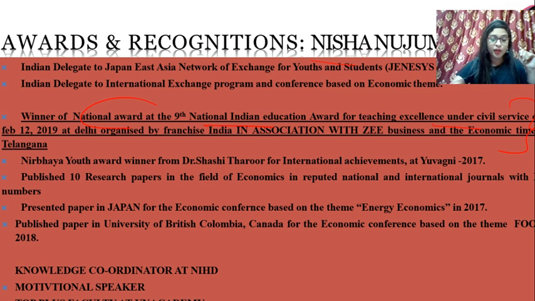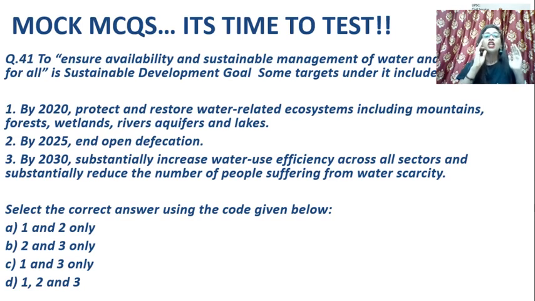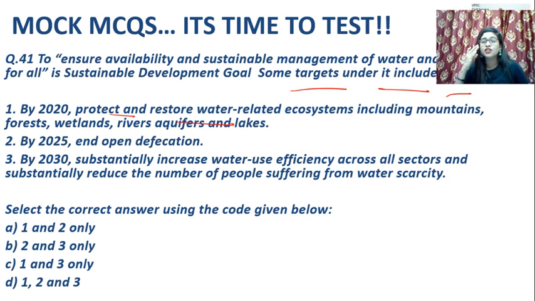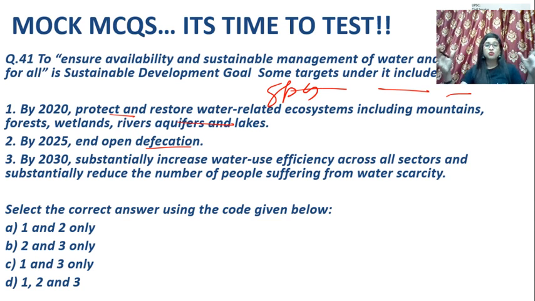So yes guys, moving on to the question of discussion today, the 41st question is: to ensure availability and sustainable management of water and sanitation for all, is a sustainable development goal. Some targets under it include what? Option number 1 tells by 2020 protect and restore water related ecosystems including mountains, forests, wetlands, rivers, aquifers and lakes. Second one tells under your SDG, that is Sustainable Development Goals, it also thinks about ending open defecation, which is one of the biggest problems, right? It has a direct impact on health.